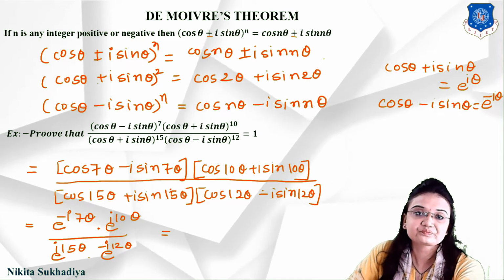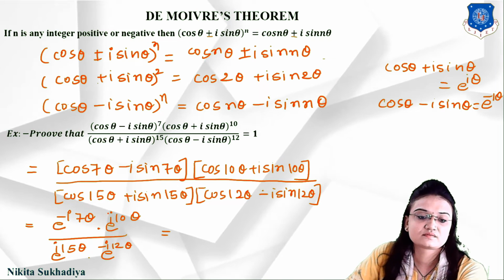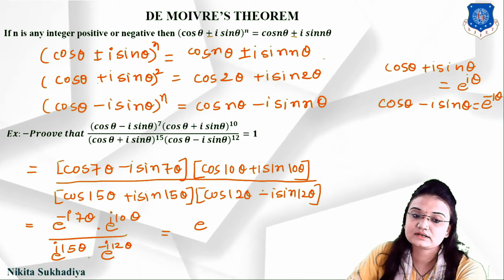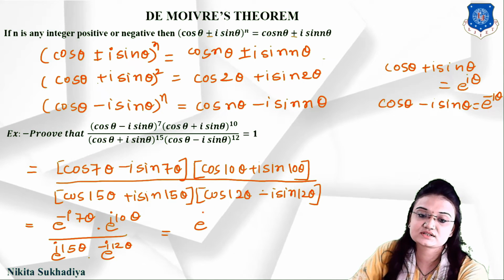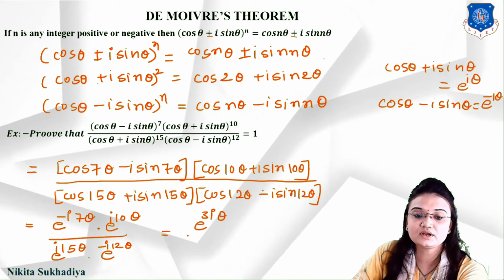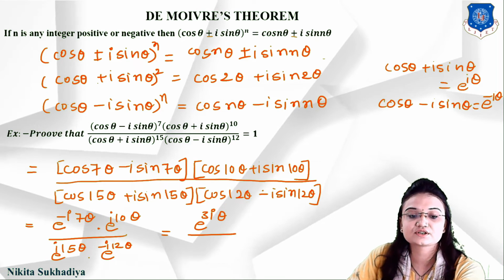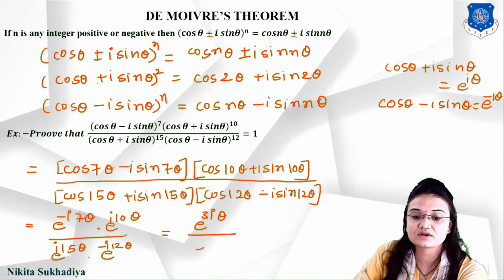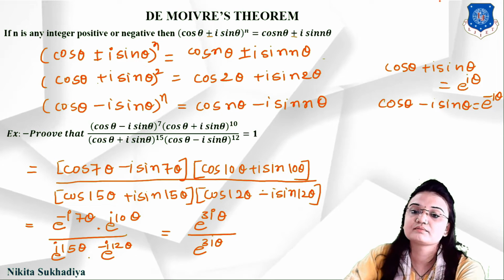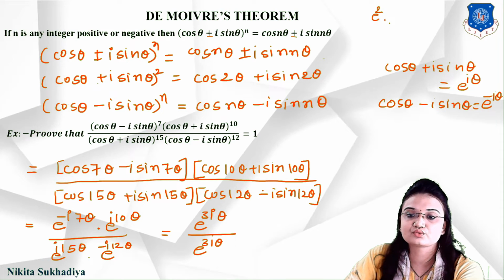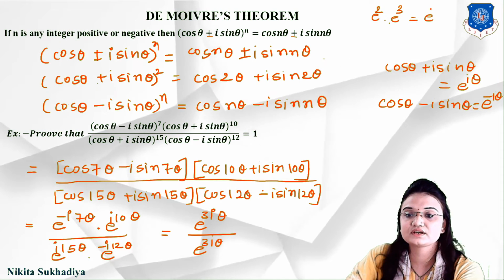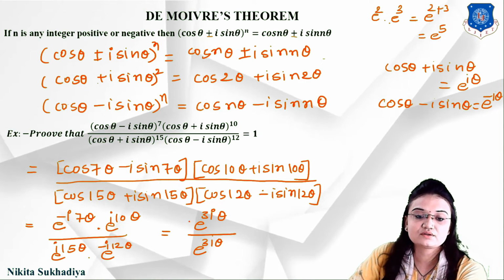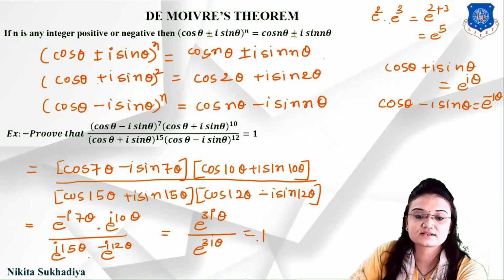Okay, now addition of powers in exponential form. So this is e raised to 10i theta minus 7i theta, so this is 3i theta. And in the denominator this is e raised to 15i theta minus 12i theta, so this is nothing but e raised to 3i theta, because we know that e raised to 2 into e raised to 3 becomes e raised to 2 plus 3, which is e raised to 5. Now both cancel out, so our answer is 1.